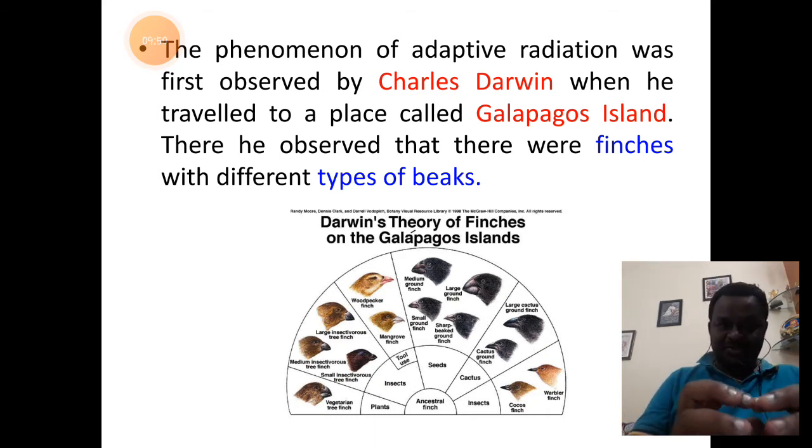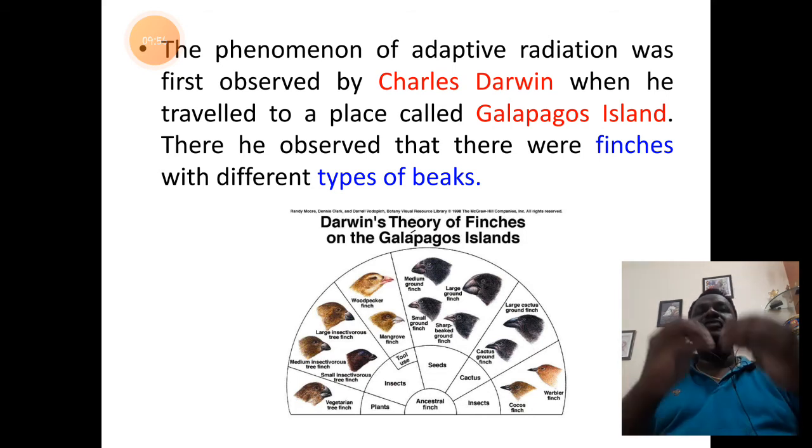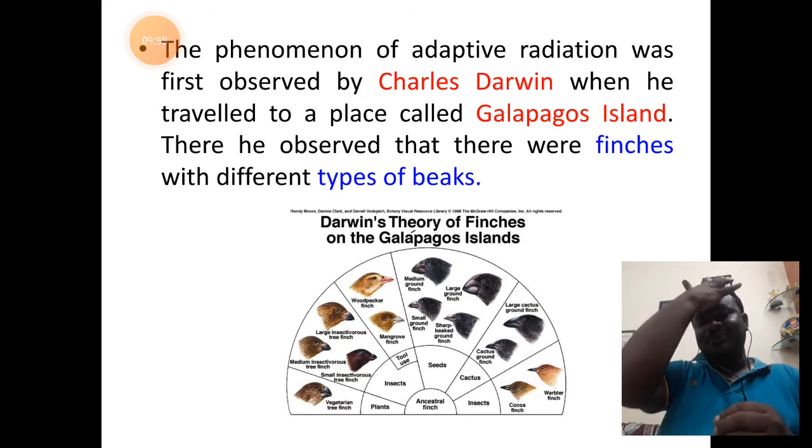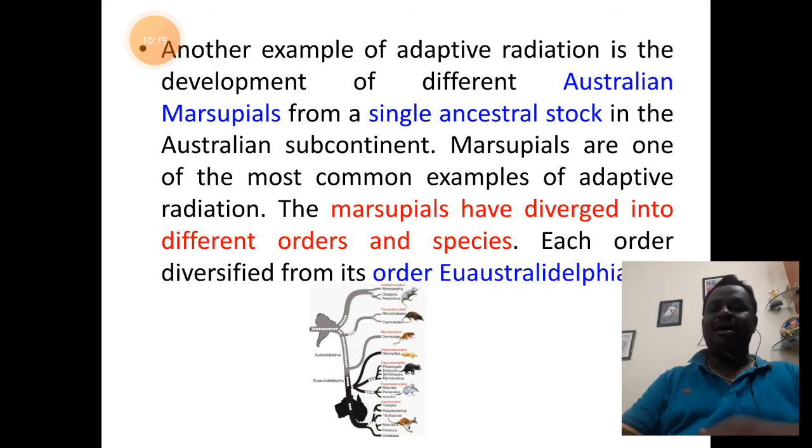Below is a picture that represents how from a seed eater ancestor, different forms of finches originated. It's merely due to the concept of geographical or environmental influence in the character change, that is, variation in the feeding habit.